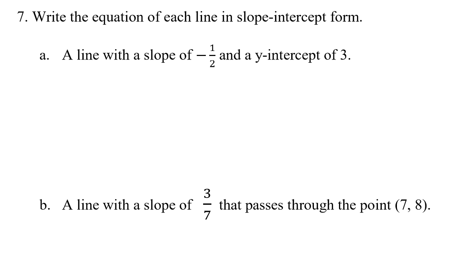So question 7 represents a review of some important topics that we've covered primarily last semester in terms of equations of lines, linear equations. The first equation says write the equation of a line with a slope of negative 1/2 and a y-intercept of 3. Well, if we recall, y equals mx plus b is a line written in slope-intercept form.